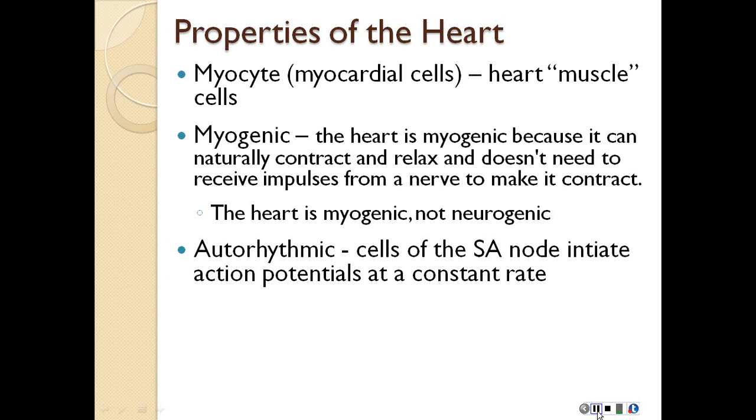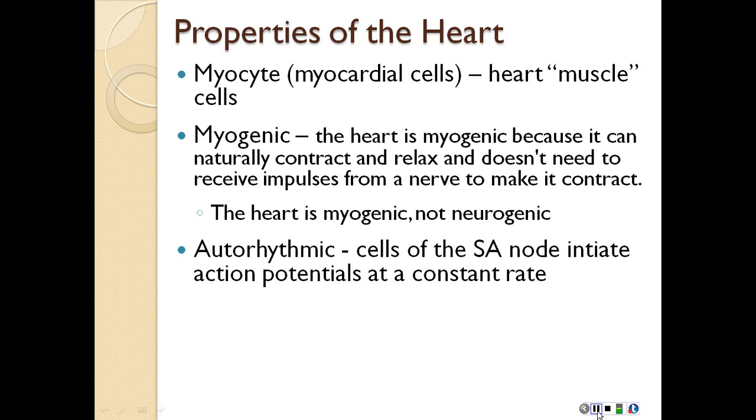Okay? So our skeletal muscles cannot contract unless they receive a signal from what? The nervous system. The heart is different. The heart doesn't need a signal from the nervous system. So that's what we mean by myogenic. The muscles can contract or generate their own action potentials without the need of the nervous system.